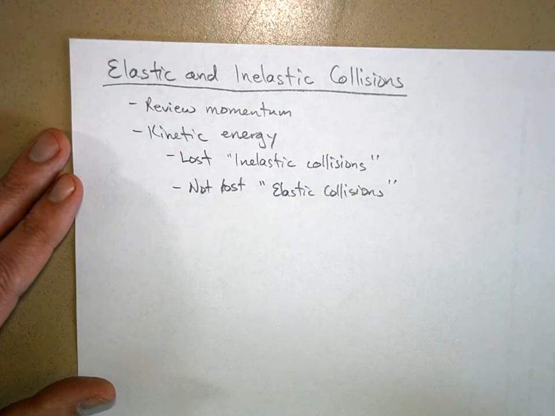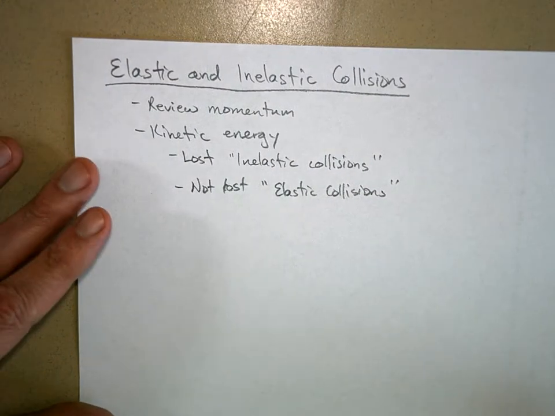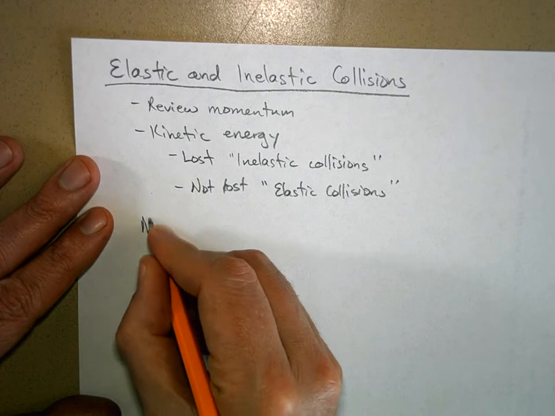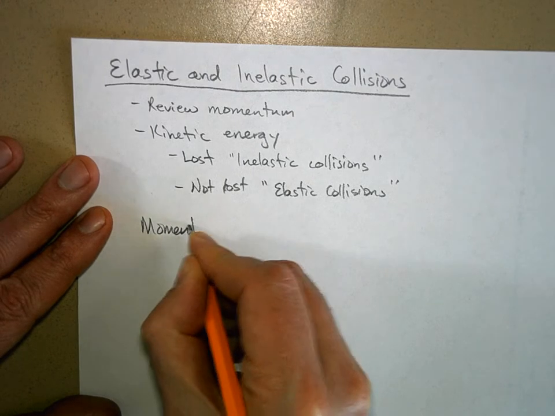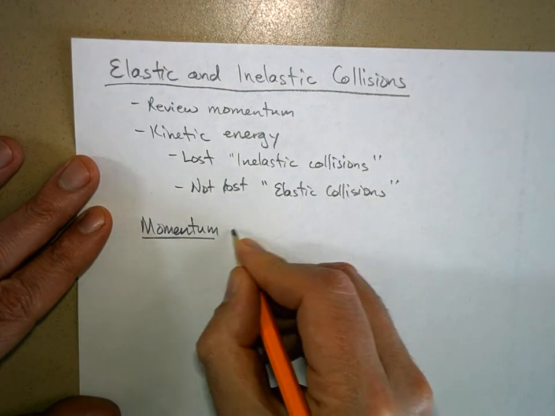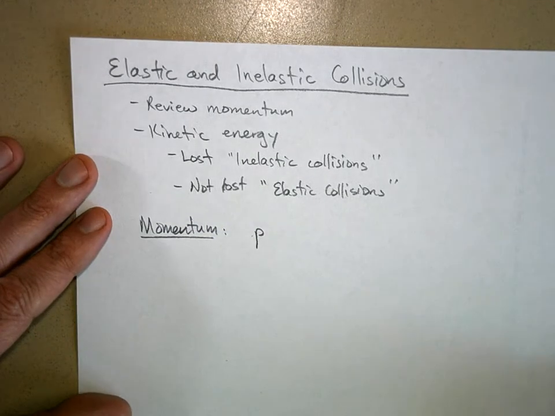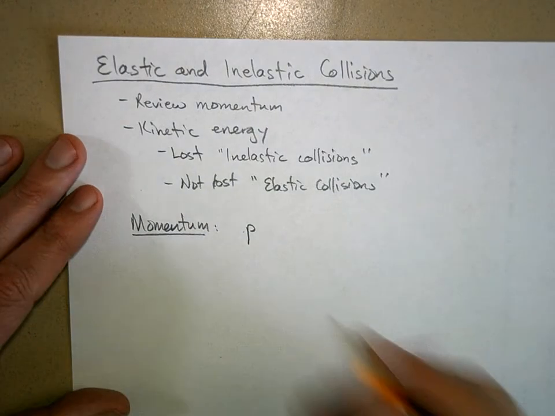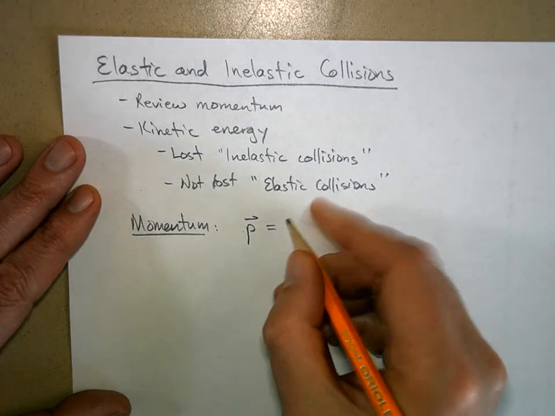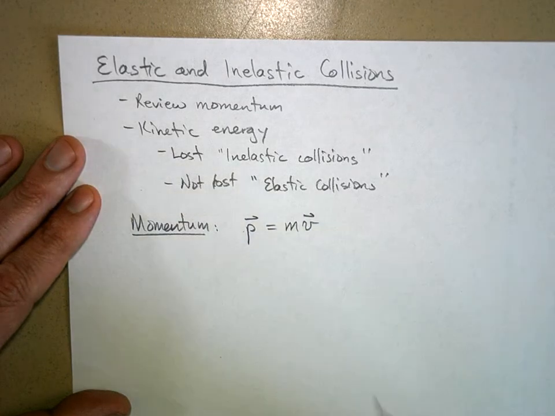Okay, so let's do it. Well, first of all, remember what momentum is. We said that momentum, which we use the lowercase p for, who knows why, is a vector, and it's by definition equal to the mass times the velocity of an object.